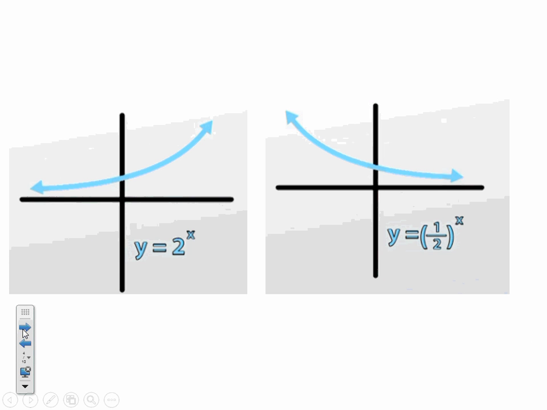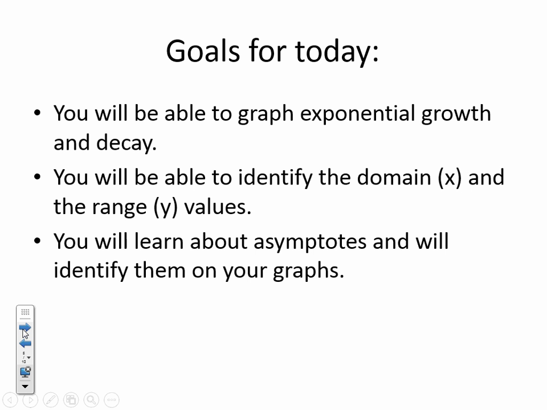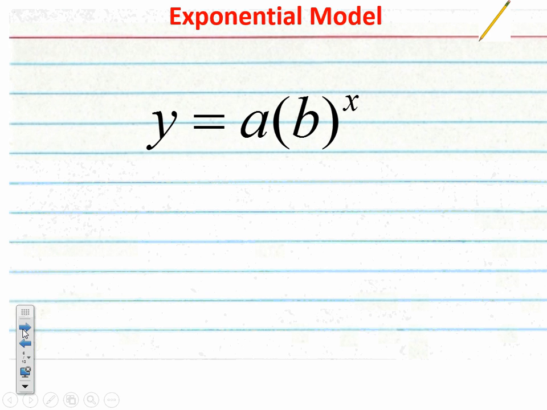So the graphs we're going to be looking at today are going to look like this. They're not going to be straight lines because that would indicate I have the constant slope factor, and I don't. They're going to be swooping up like this or decaying on the other side, starting high and then kind of swooping to the right low. So our goals will be that you can graph these very carefully, that you can identify the domain and range as always. And today we're going to learn about a new thing called an asymptote and be able to identify them on our graphs.